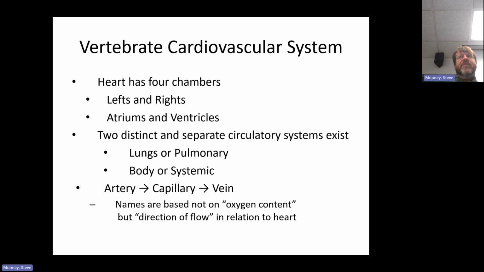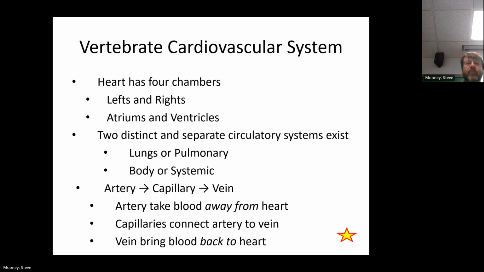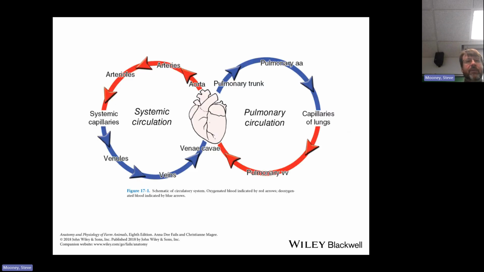So we're not thinking about gas or oxygen content. We're thinking about the direction of flow relative to the heart. So an artery takes blood away from the heart. Capillaries are going to connect the artery to the vein, and then the veins are going to bring the blood back to the heart. What connects the veins to the arteries? The heart. So we have veins coming in one side of the heart, arteries going out the other.